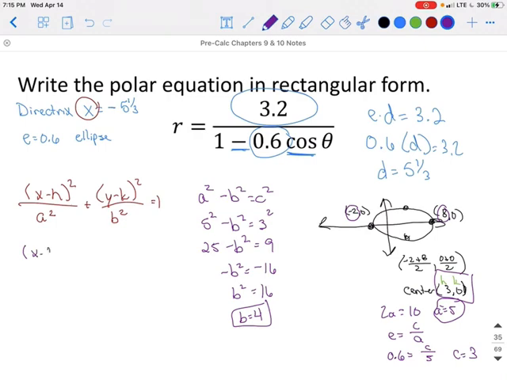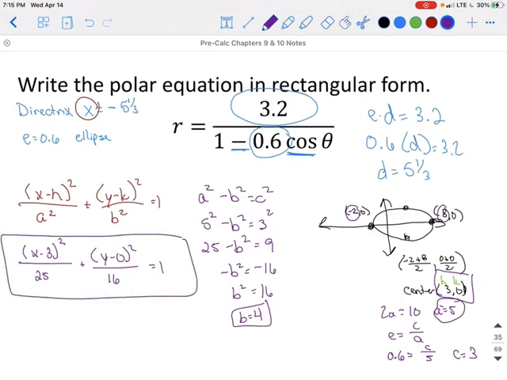So this is going to be x minus 3 squared over a squared, which will be 25, plus y minus 0 squared over 16 is equal to 1. If you wanted to write that as just y squared over 16, that would work as well, because you can just combine the y and the 0, since the 0 does not have an actual value.